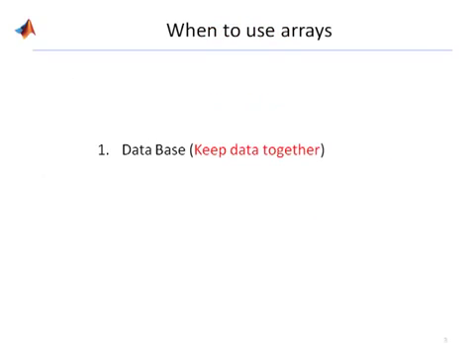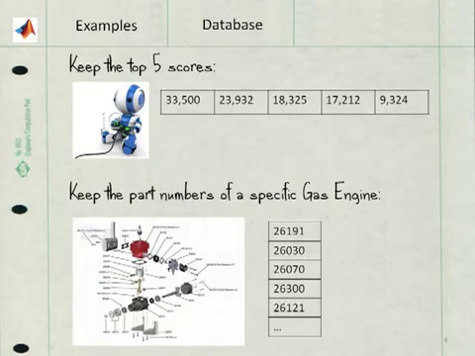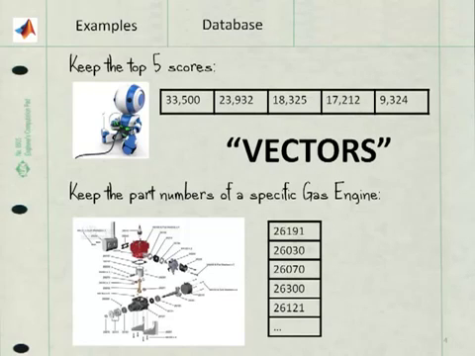Now, when would we use them? Here we go with examples. First, the most basic example is, of course, database. Keep data together. A quick example, keeping the top 5 scores, or for a company who sells a lot of engines or parts and they want to keep all these together, it would be a perfect way to keep all the part numbers for one engine together. These two examples are vectors because they have one dimension only.